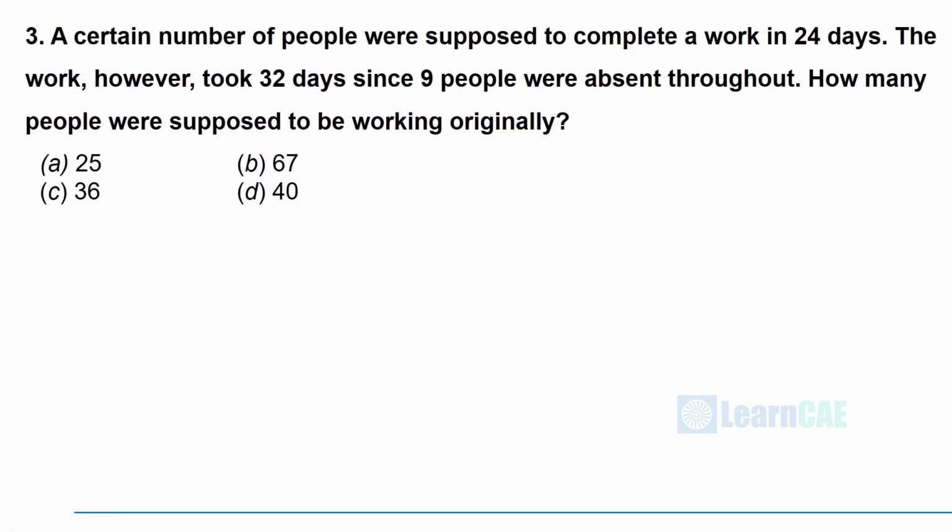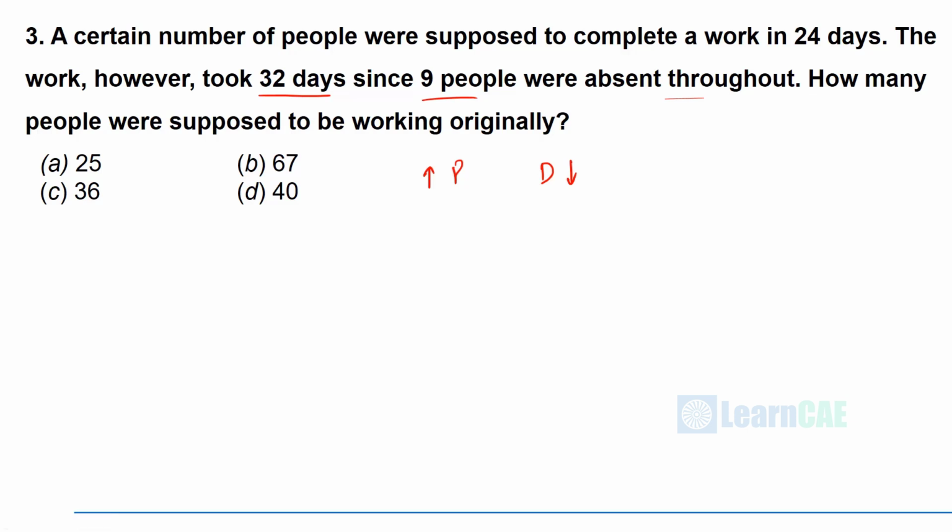Next question. A certain number of people were supposed to complete a work in 24 days. The work, however, took 32 days since 9 people are absent throughout. How many people were supposed to be working originally? Okay. So the number of people will be inversely proportional to number of days. If more people are working, the number of days taken will be less. Okay. So here there is no other variable.